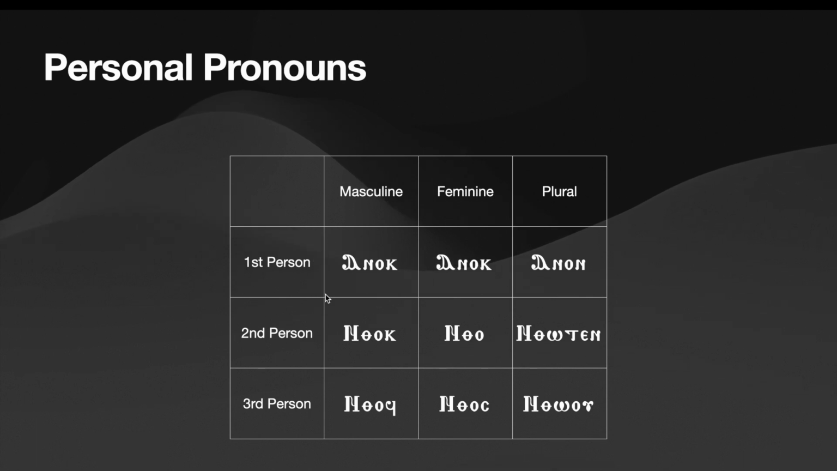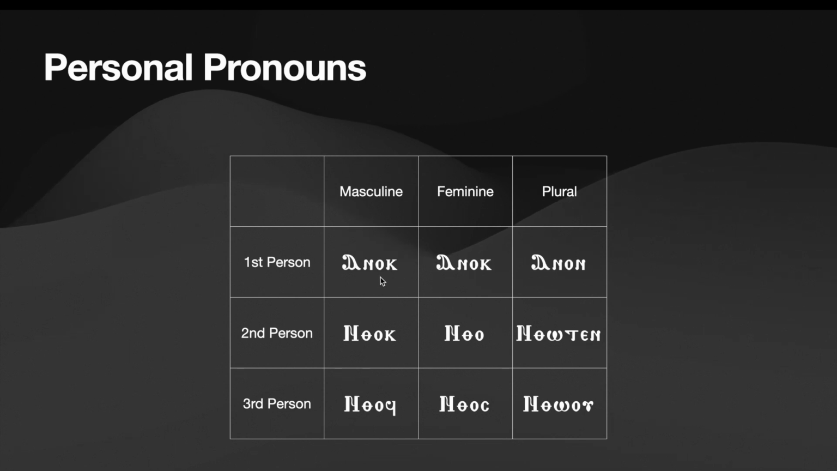So here we have first person masculine, which would be if I were to say "I." Anok is I. And here, plural, anon is we. So first person, that's whenever the speaker is included. Masculine and feminine for first person are the same. It's just plural that you have to remember: you put an A at the end instead of kappa.